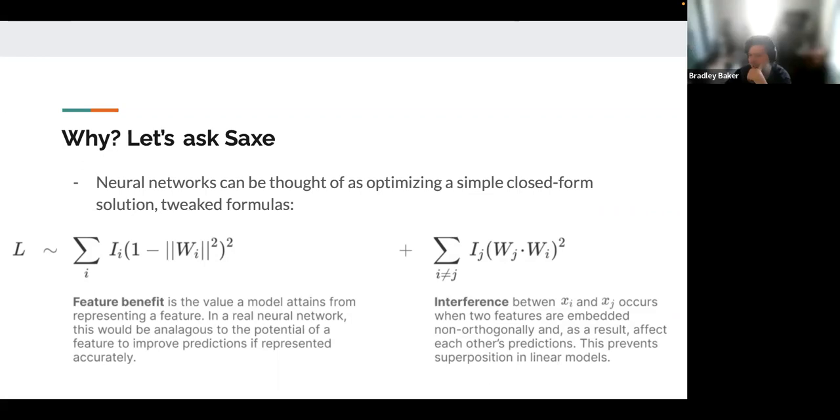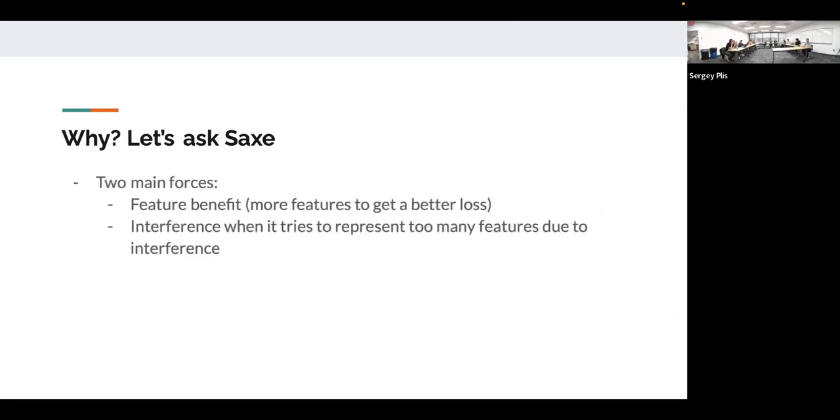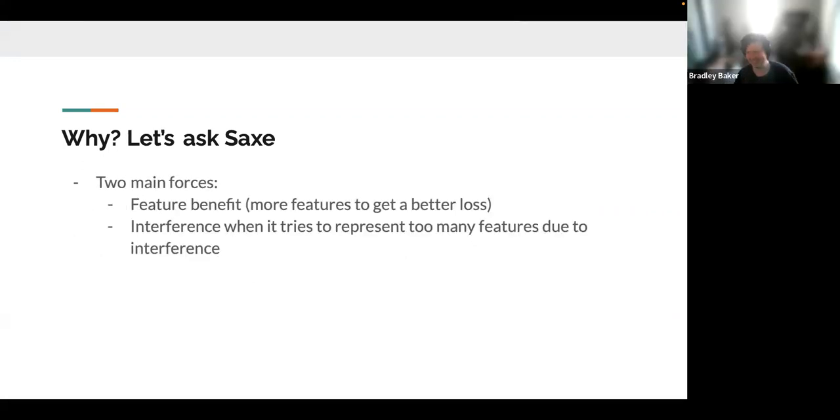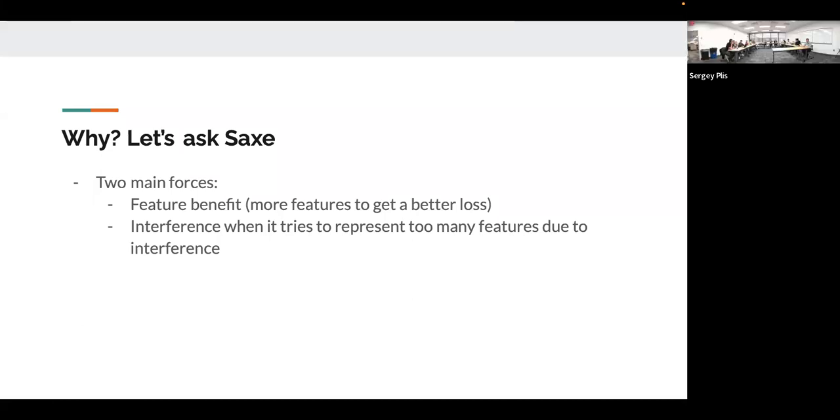Oh man, this is also information bottleneck stuff related. It all comes together. I know. Well, that's what they're saying. So more features get a better loss, but then there's interference when you try to represent too many features.